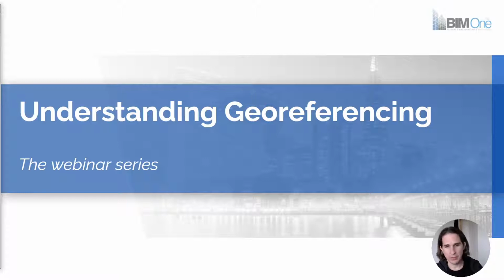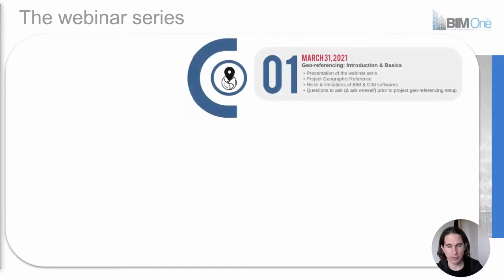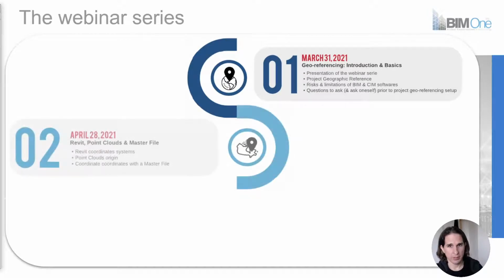So the main topic of the series is understanding geo-referencing. That's a matter that we discussed in the two previous webinars. The first one happened at the end of March, the second one in April. The first one was about defining some common ground for geo-referencing and some common language as well. In the second one, we went quickly through how to coordinate coordinates with the master file, basically, and we talked a bit about the point cloud origin as well and the Revit coordinates.